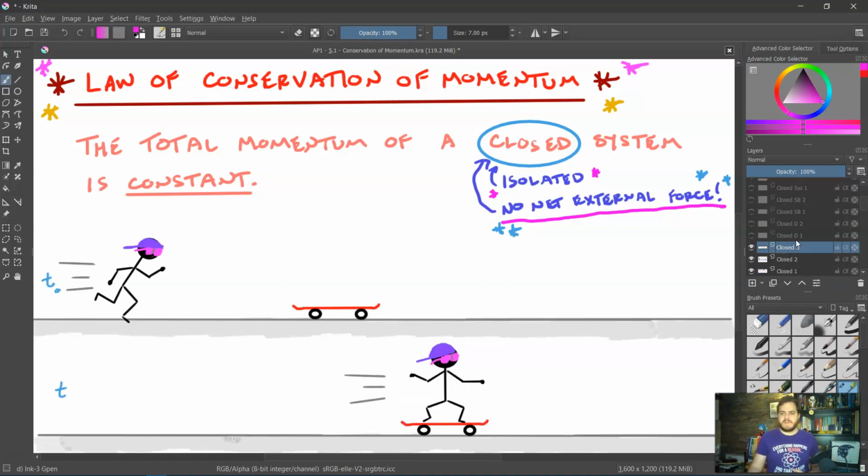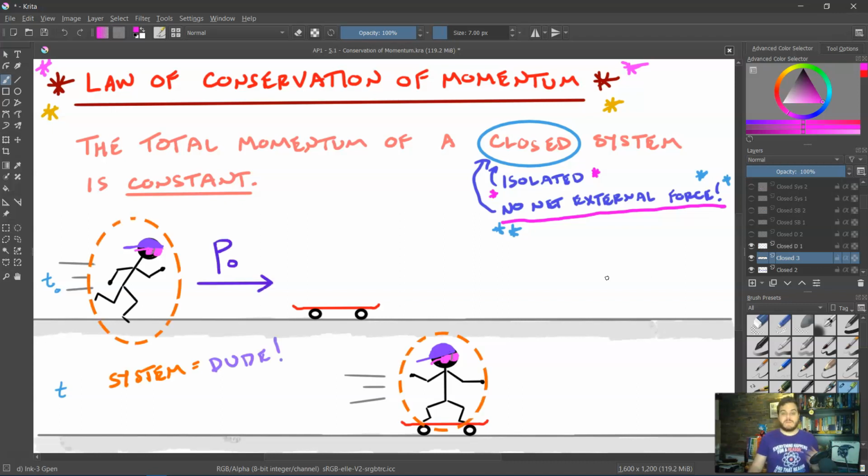Okay, so let's look at an example, pretty much like our last problem, to understand what we mean by this. When we look at this problem, we want to define the system in a way that total momentum can be conserved. Let's say we're not sure how to do that, so let's reason through it. Initially, looking at the problem, the dude jumps on the skateboard. Let's say maybe the system is just the dude. Maybe that will work.